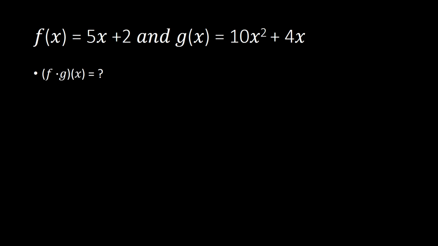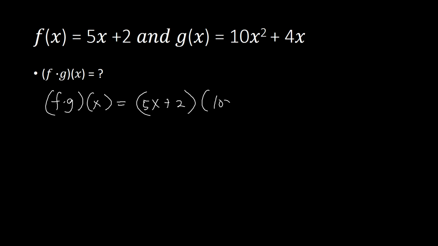So let us go to our product. We've got f times g of x. That will be equal to 5x plus 2 times our 10x squared plus 4x. So we do our FOIL method. 5x times 10x squared. We do the first terms. So 5 times 10, that's 50. x times x squared, we're adding our exponents, 1 plus 2, that's 3. So we've got 50x cubed for the first terms.